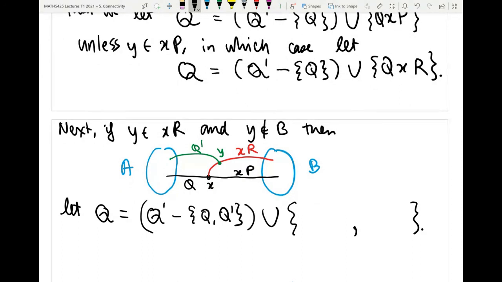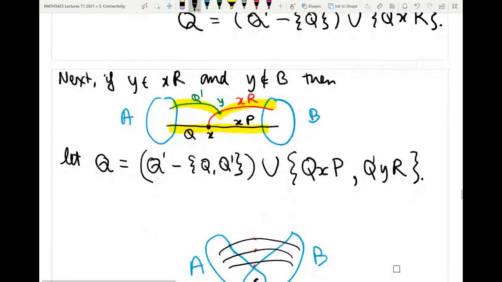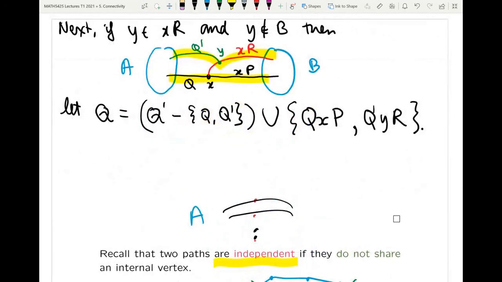XQXP, yep, and Q primed YR, that's exactly right. So you want to take this part and this part, and you can see that they don't intersect. So we take Q all the way to X, which is the end, and then we travel along P until we get to B, and Q primed to Y, and then we go along R because we've assumed that Y is on XR, okay? And that is just an old picture, and luckily we're almost finished.